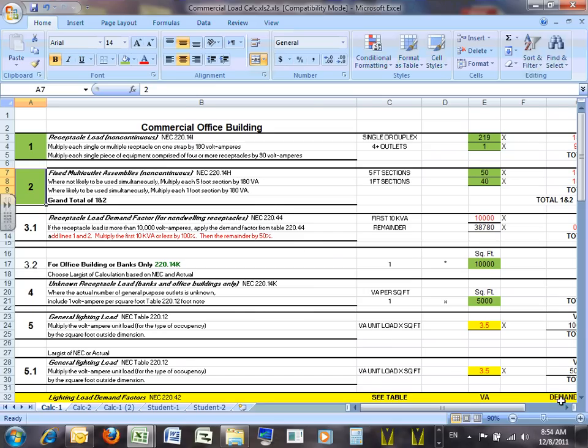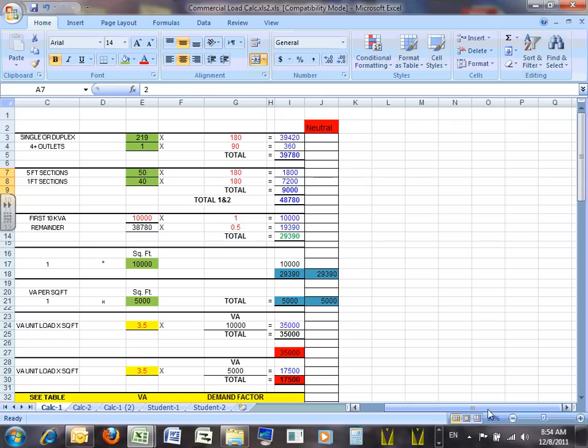Okay, so these are the two steps that we did, step one and step two. And then right here, what we did is we added them, right? This step here, we added the receptacles and the multi-outlet assembly load. Add them, right? Can you guys see how we added this cell and this, the two totals, which is step one and two? Does that make sense? Added them? Okay. So now we know what the receptacle load is going to be.